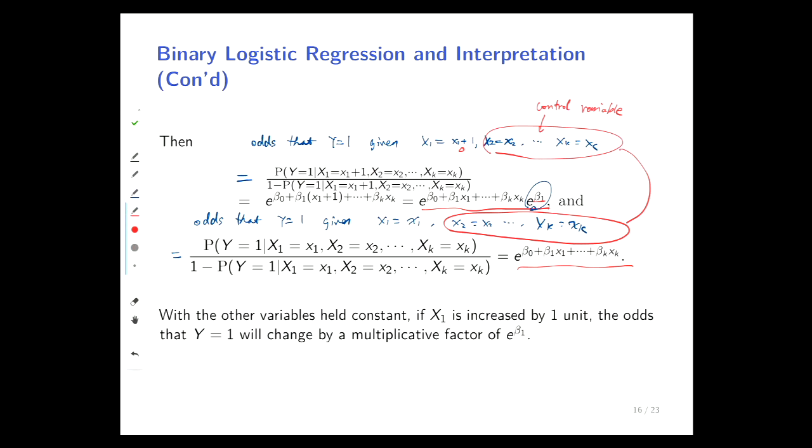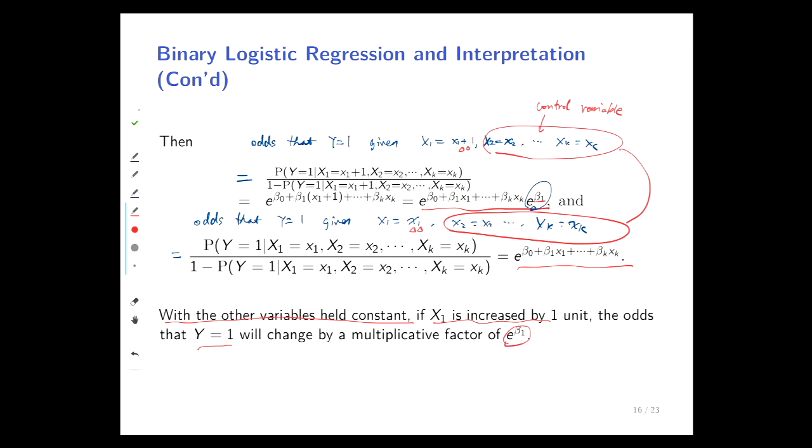And this model, the interpretation is different, and you should be careful about it here, because the interpretation of the model is always very important. So what's the interpretation? If we control the other variables, if x1 is increased by 1 unit, then the odds that y equals 1 will change by a multiplicative factor of exponential of beta 1. So that's exactly from this derivation.